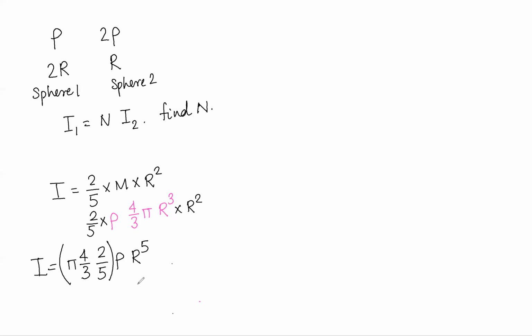We want this. Now you write this for I1, you write this for I2, and then you find out the value of n simply by comparison. So you can pause the video now. इसके आगे तुम कर लोगे, तो you pause it and you give it a try on your own. So I1 is equal to 4 by 3 into 2 by 5 into pi. What is the density of the first sphere? That is rho. What is the radius of that first sphere? That is 2r to the power 5.